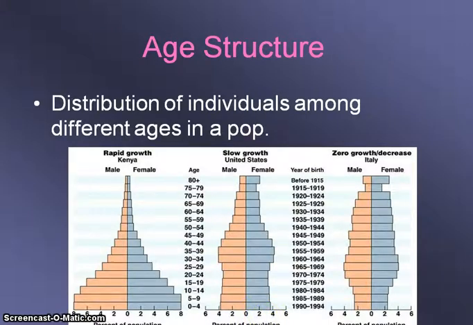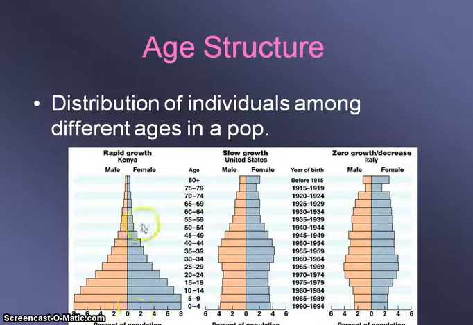So with age structure, that's just the distribution of individuals among different ages in a population. And these are some age structure diagrams. You can go online and find these for any country. And on these graphs, they'll have males on one side and females on the other side. And then they're also broken down by age brackets. So you can see like 0 to 4, 5 to 9, and so on all the way to 80 plus. And these show the percent population.